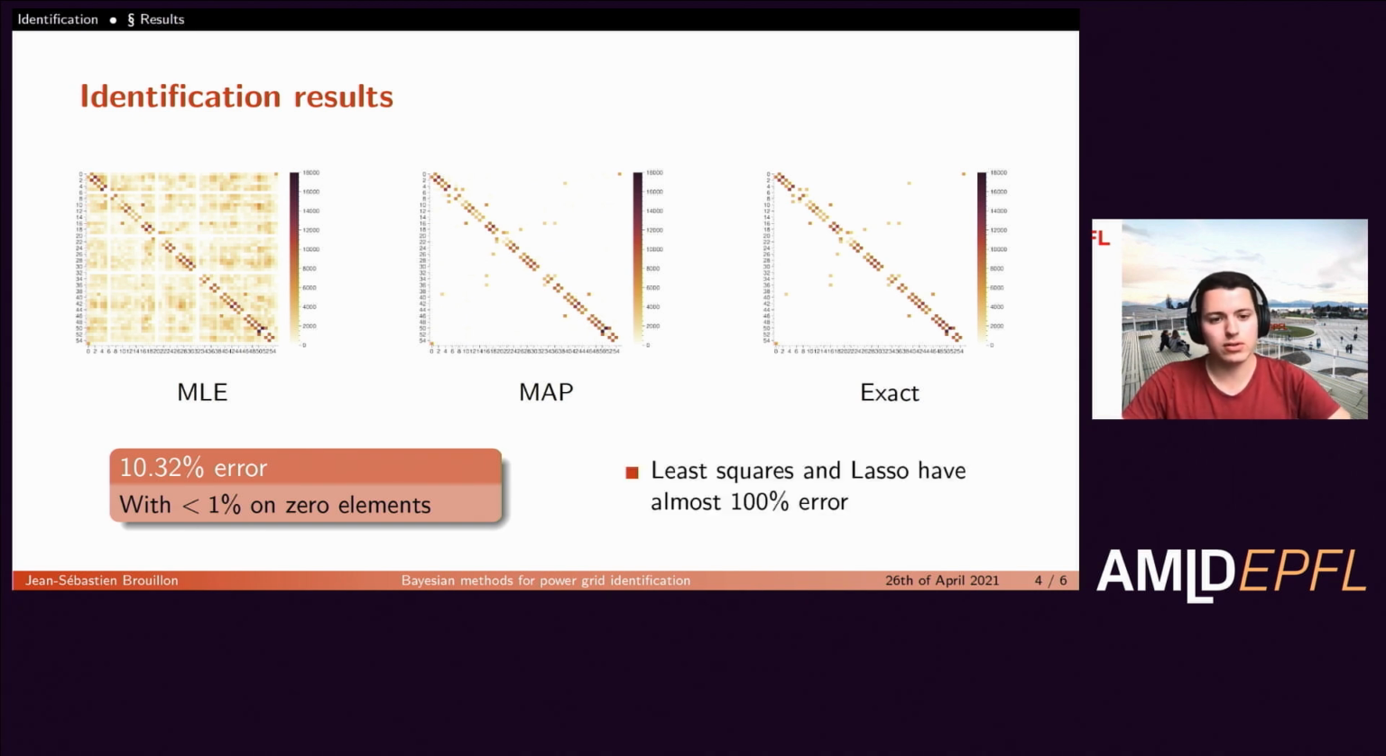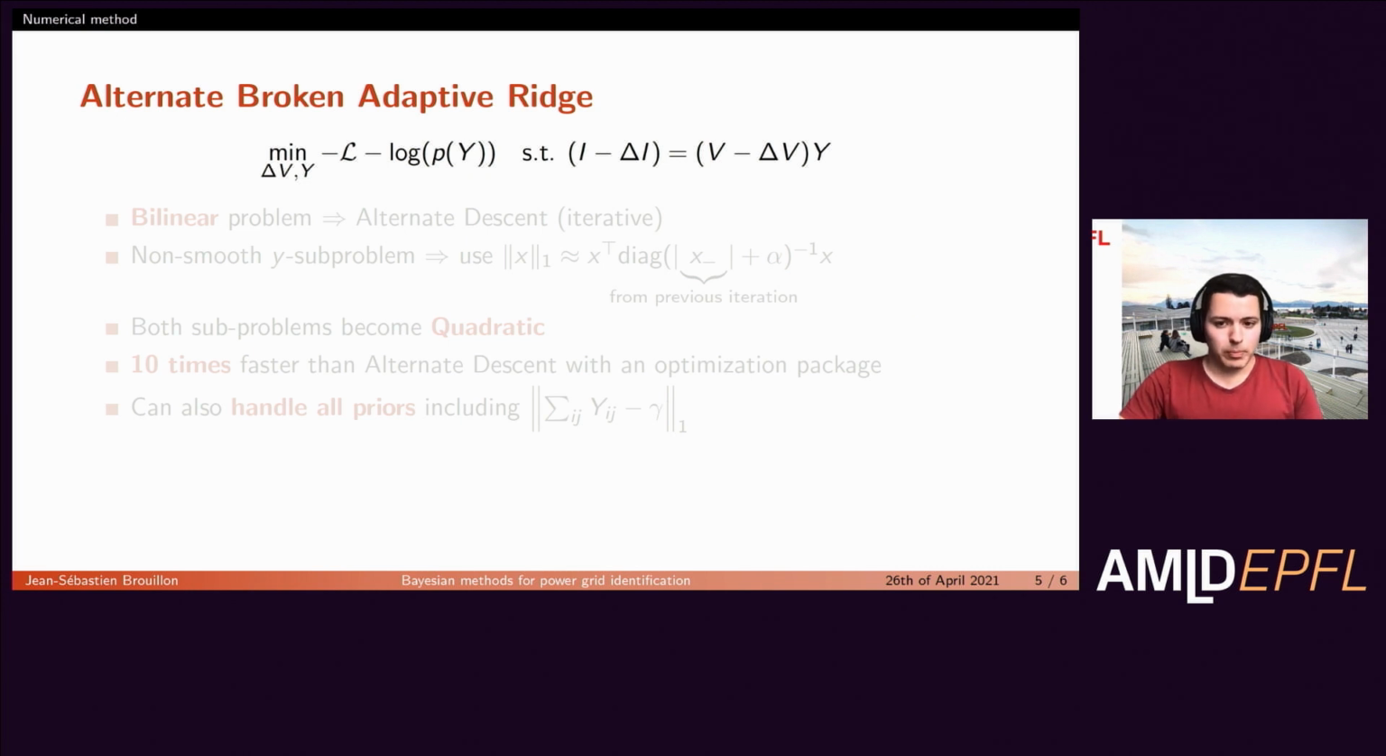And we can compare this to other standard methods like least squares and lasso, which essentially estimate a zero admittance matrix, so I have a 100% error. But this a posteriori estimate is not trivial to find. The log likelihood has a complex analytic form, which is bilinear due to the multiplication of delta V and Y. So we need to use an iterative method, alternating descent, which consists of fixing Y as a constant and optimizing for delta V, and then fixing delta V as a constant and optimizing for Y, and so on and so forth until convergence.